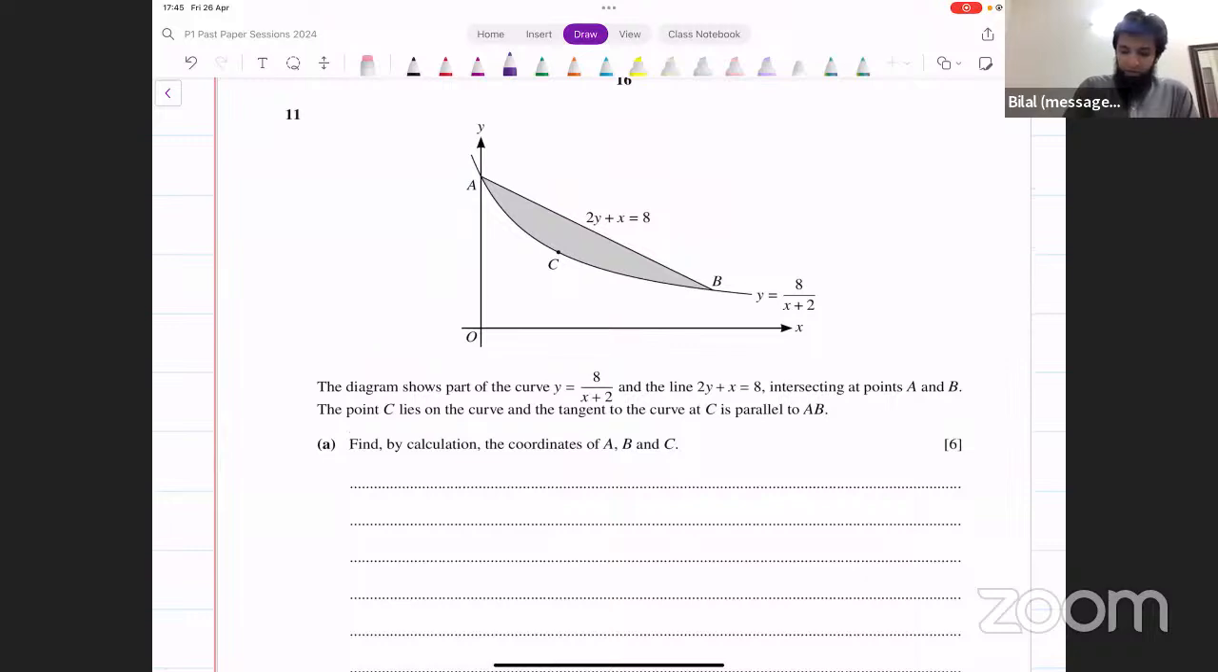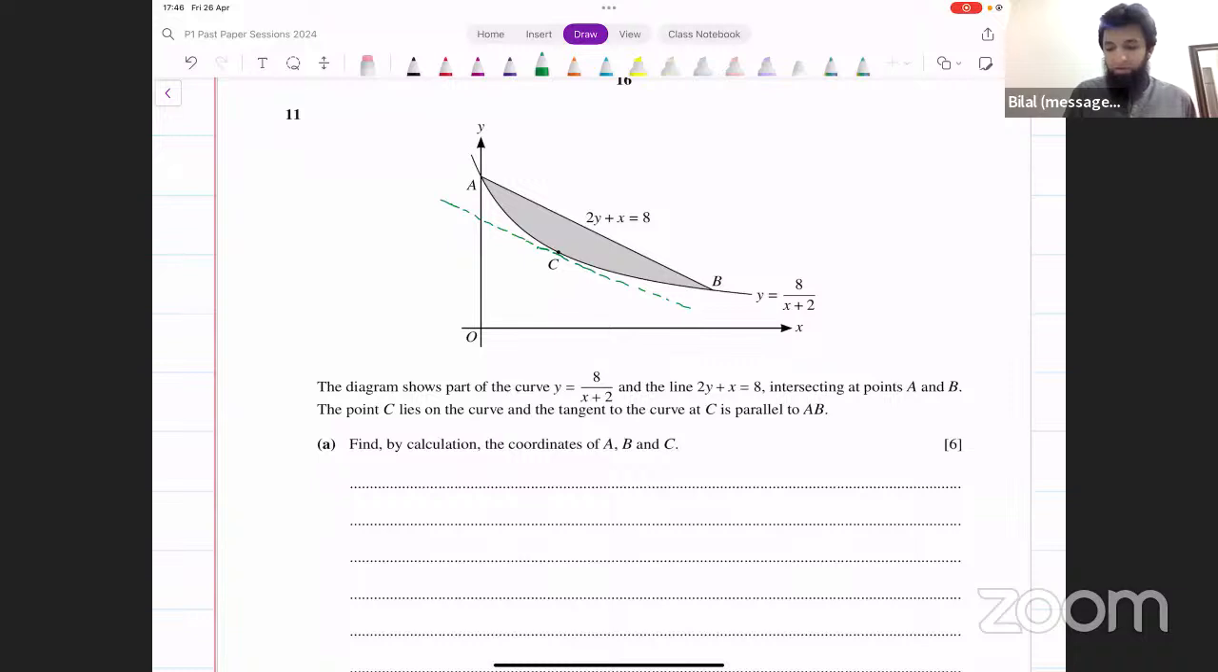The diagram shows part of the curve y equals 8 over x plus 2 and the line 2y plus x equals 8. They intersect at points A and B. The point C lies on the curve, and the tangent of the curve at C is parallel to AB. Okay, so if there was a tangent at the point C, they're saying this tangent is parallel to that line AB.